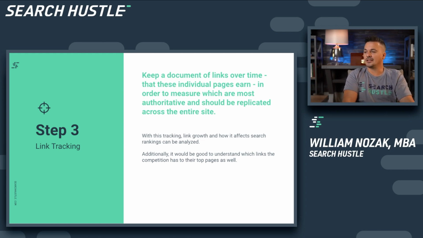So with tracking link growth, how it's affecting the search rankings can be analyzed. You're always watching your link graph grow, links from domains, and how many links from those domains we are getting. We want to see that grow over time. Obviously, we don't want these spammy spikes. We really want it to look like a naturally occurring wedge.